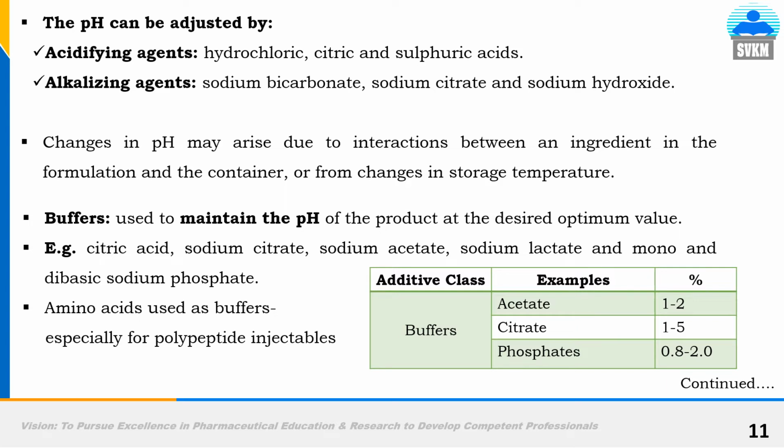Buffers are another category of excipients. Those are utilized to maintain the pH of the product at the desired optimal value. Examples of buffers are acetate buffers, citrate buffers and phosphate buffers, with typical names like citric acid, sodium citrate, sodium acetate, sodium lactate and mono and dibasic sodium phosphates. These are utilized in a concentration range of 0.8 to 2%. Amino acids we can also utilize as buffers, especially for polypeptide injectables.